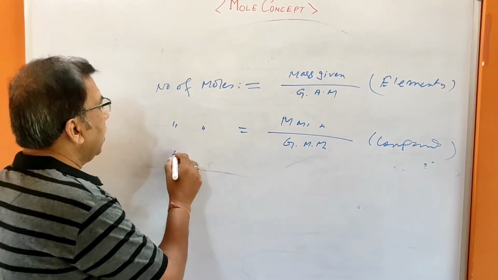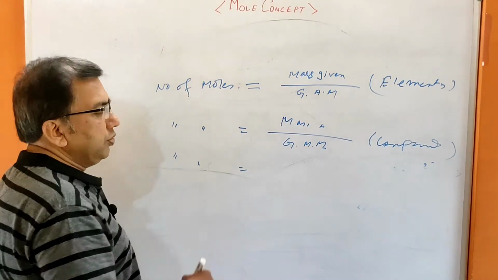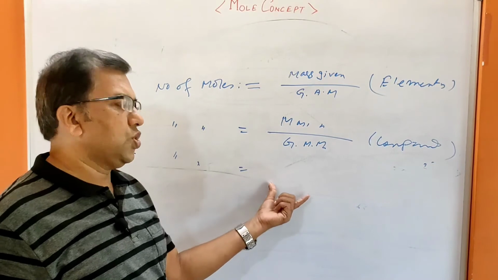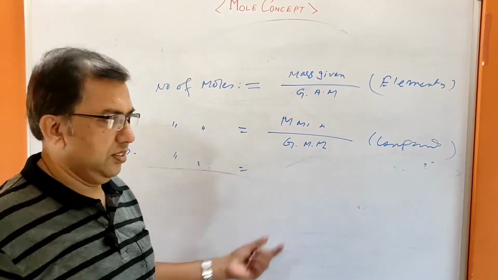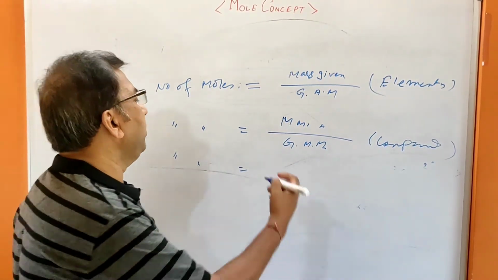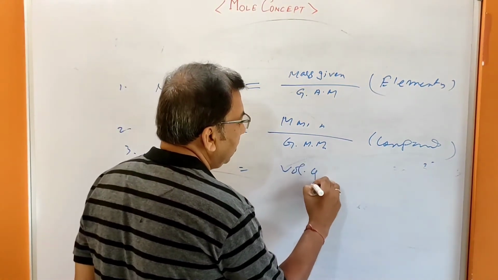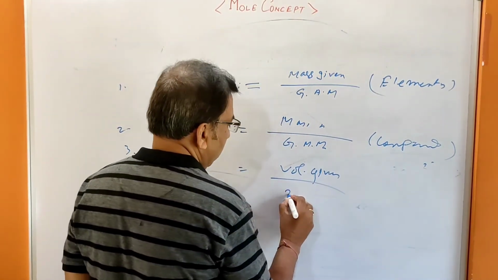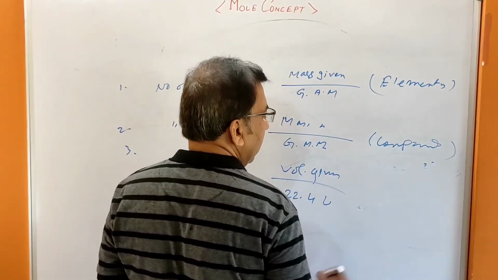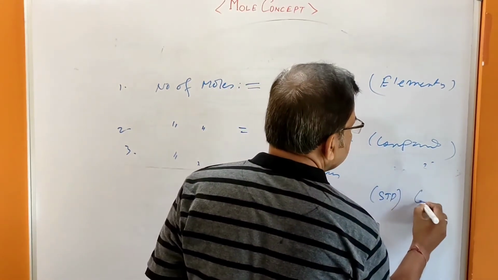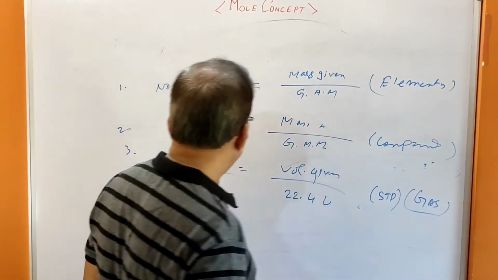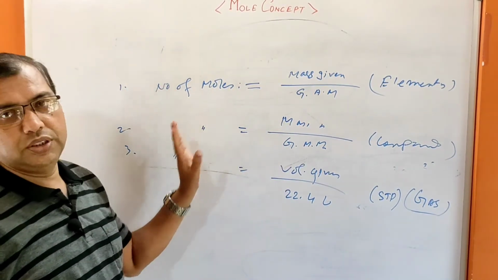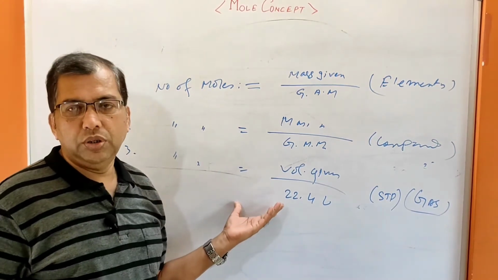Clear? In case of number 3, number of moles. If you have to find it at STP, in case of gas, the gas means volume will be given. Gas means volume. That means volume given by 22.4 liter at STP, a gas के लिए. Okay? So volume given by 22.4 liter. This is the formula. You have to find out number of moles.